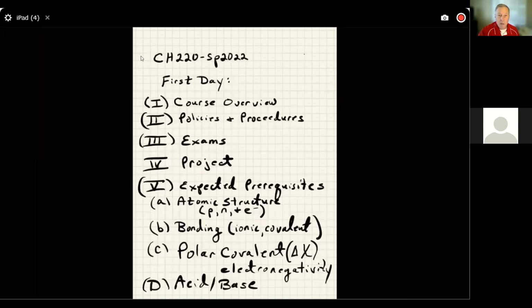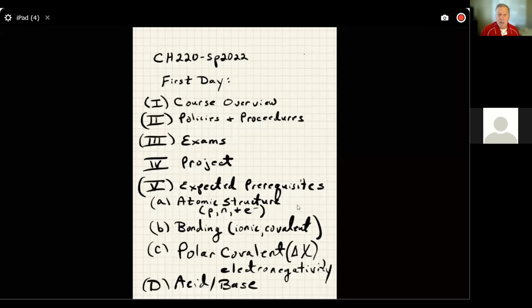So everybody, this is Chem 220. First day, we're going to do a course overview. We're going to look at the policies and the procedures. We're going to talk about exams. A project is going to be required. I'll talk more about this towards the end of today's lecture. And then we're going to talk about expected prerequisites. Now, a lot of this is going to be redundant to most of you. So if you want to tune me out as I talk about these, that's fine.